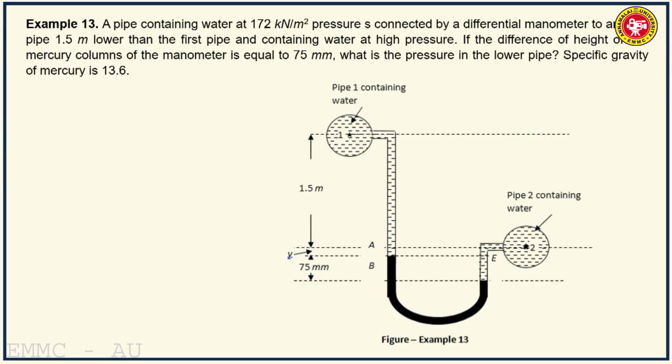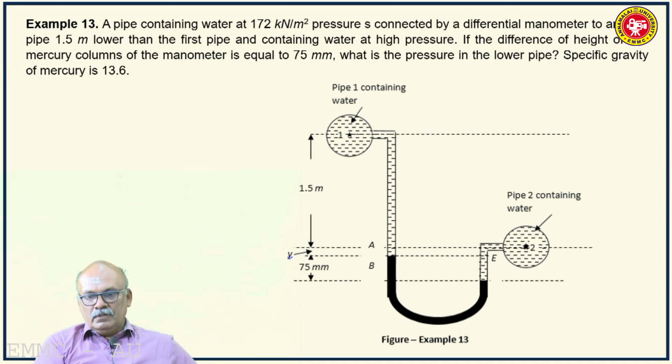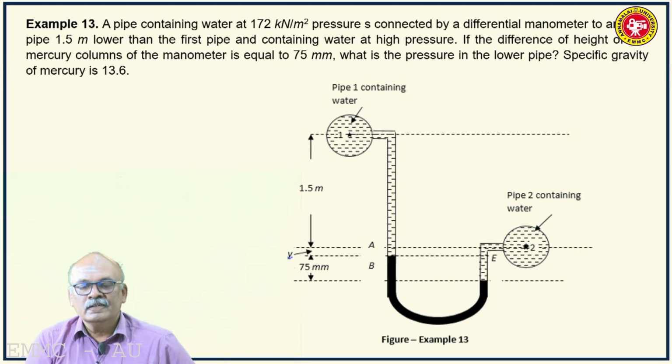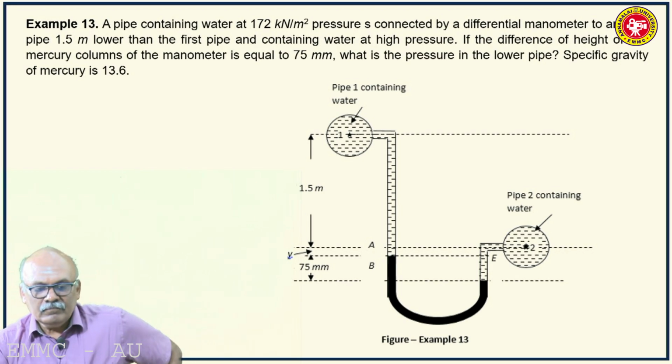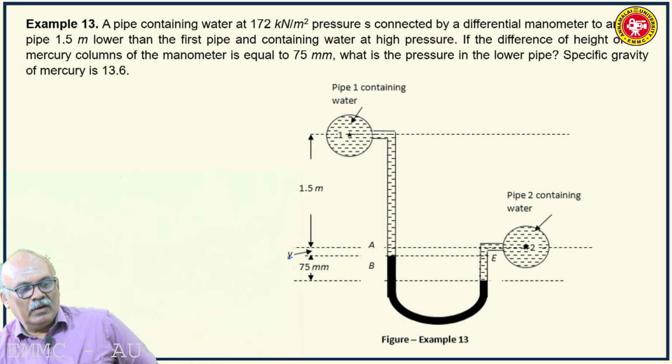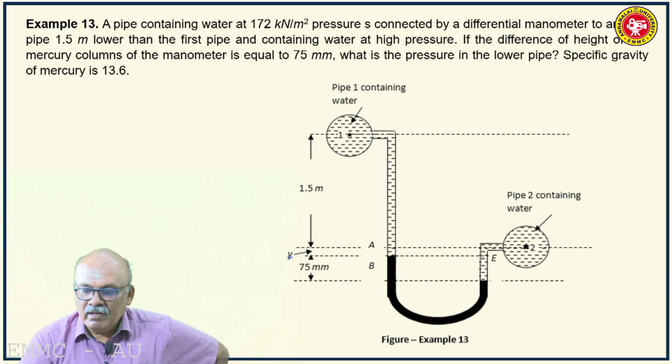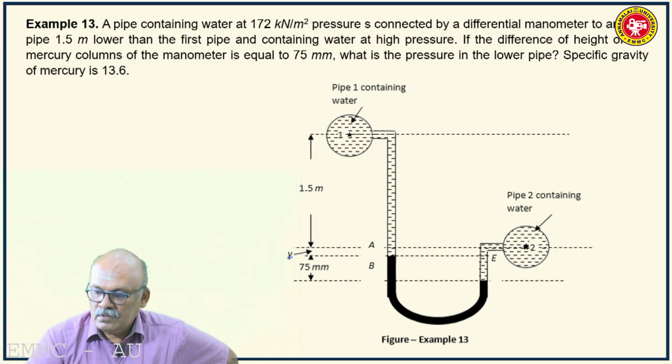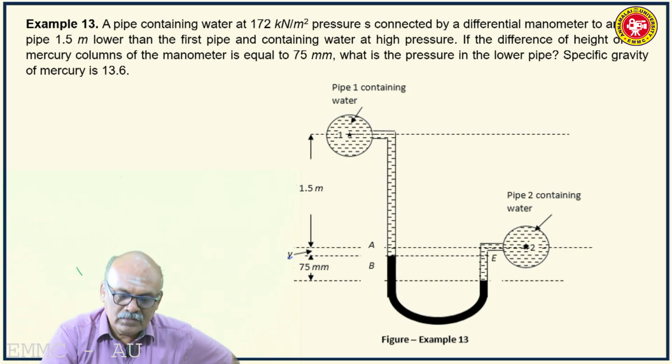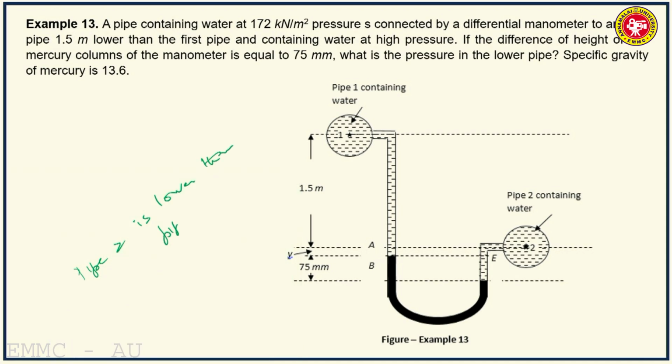So, let us solve a problem here. A pipe containing water at 172 kilonewton per meter square is connected by a differential manometer to another pipe 1.5 meters lower. So, pipe 2 and pipe 1, pipe 2 is lower than pipe 1 by 1.5 meters, that is this one.